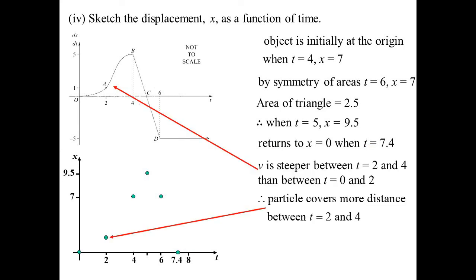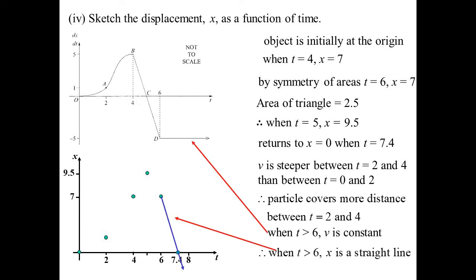Now looking at my graph, I know that the velocity graph is steeper between t equals 2 and 4 than it is between 0 and 2. So therefore I know the particle covers more distance between 2 and 4. So I'll plot at t equals 2 the point less than halfway. Well, I might have exaggerated mine a bit. It's quite a fair bit low down.